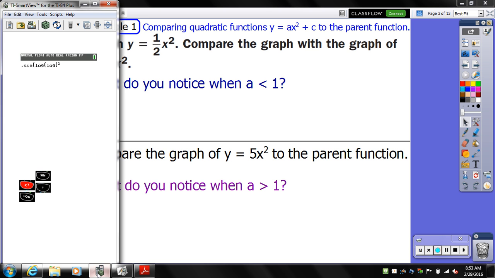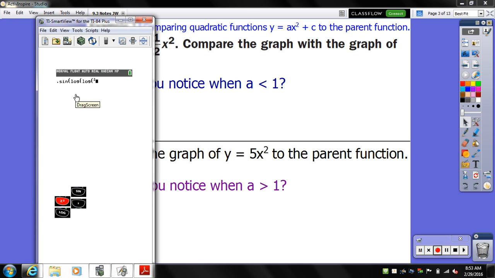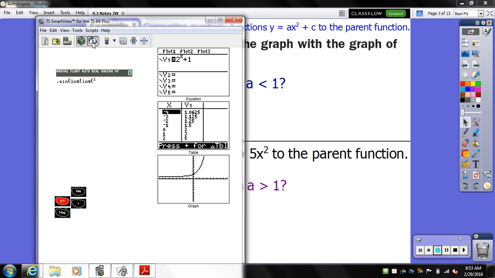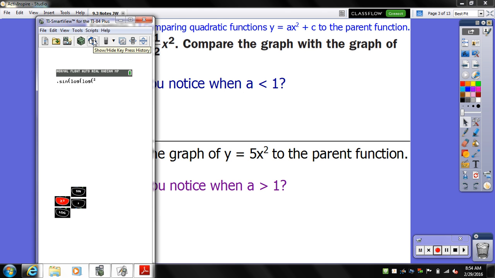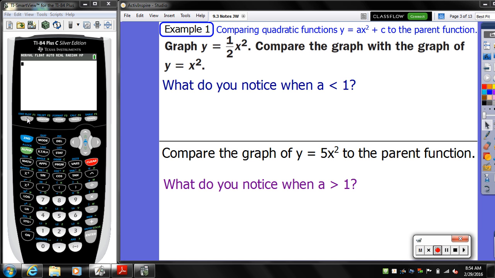So we're going to grab our calculator and go to y equals, and we are going to graph y equals x squared in our y1, and as long as we are comparing, we are going to leave that parent function in the calculator, and then in y2 we're going to put 1/2 x squared. Then we're going to press graph and we're going to see what happens.